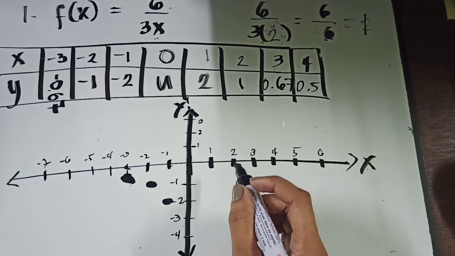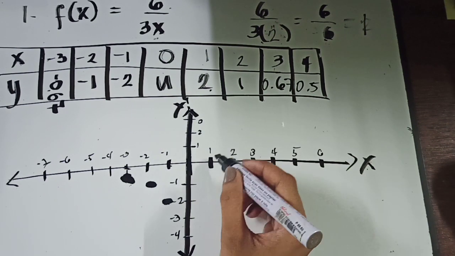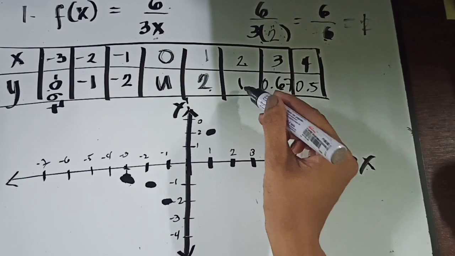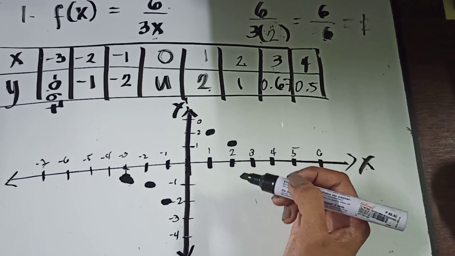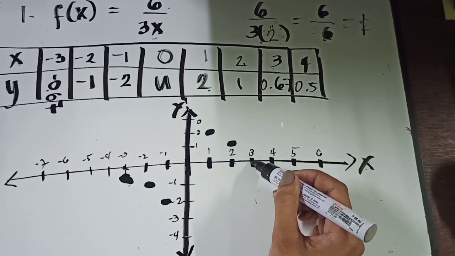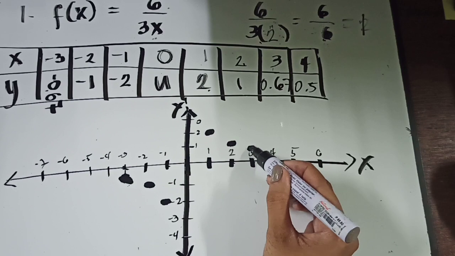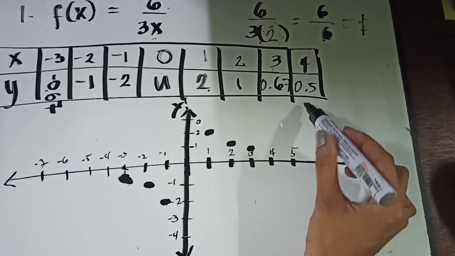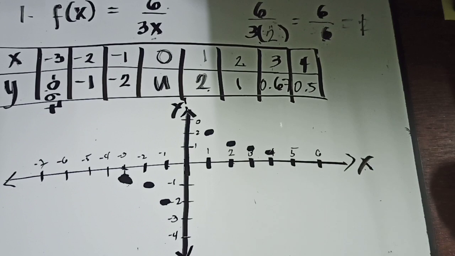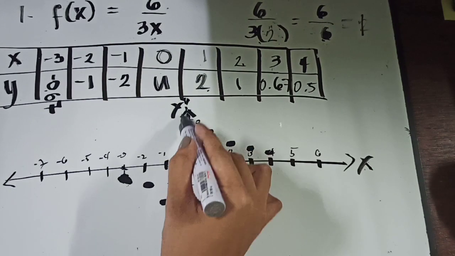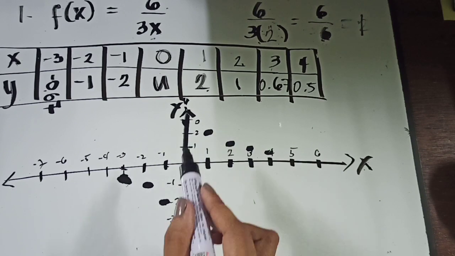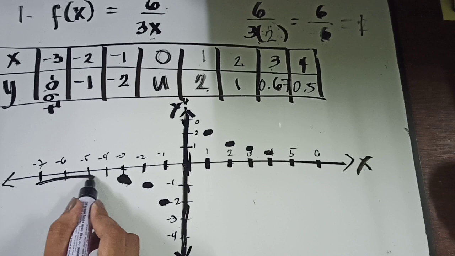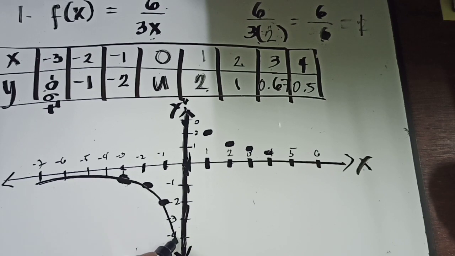Okay, so next, 1 and 2. So, positive 1 and positive 2. Then 2 and 1. So, positive 2 kay x-axis, positive 1 kay y-axis. 3 and 0.67, positive 3, angat lang ng konti. And positive 4 and 0.5. Okay? So, again, ang restriction ko is x is equal to 0. Magiging undefined yan. So, given these points, just connect the points.